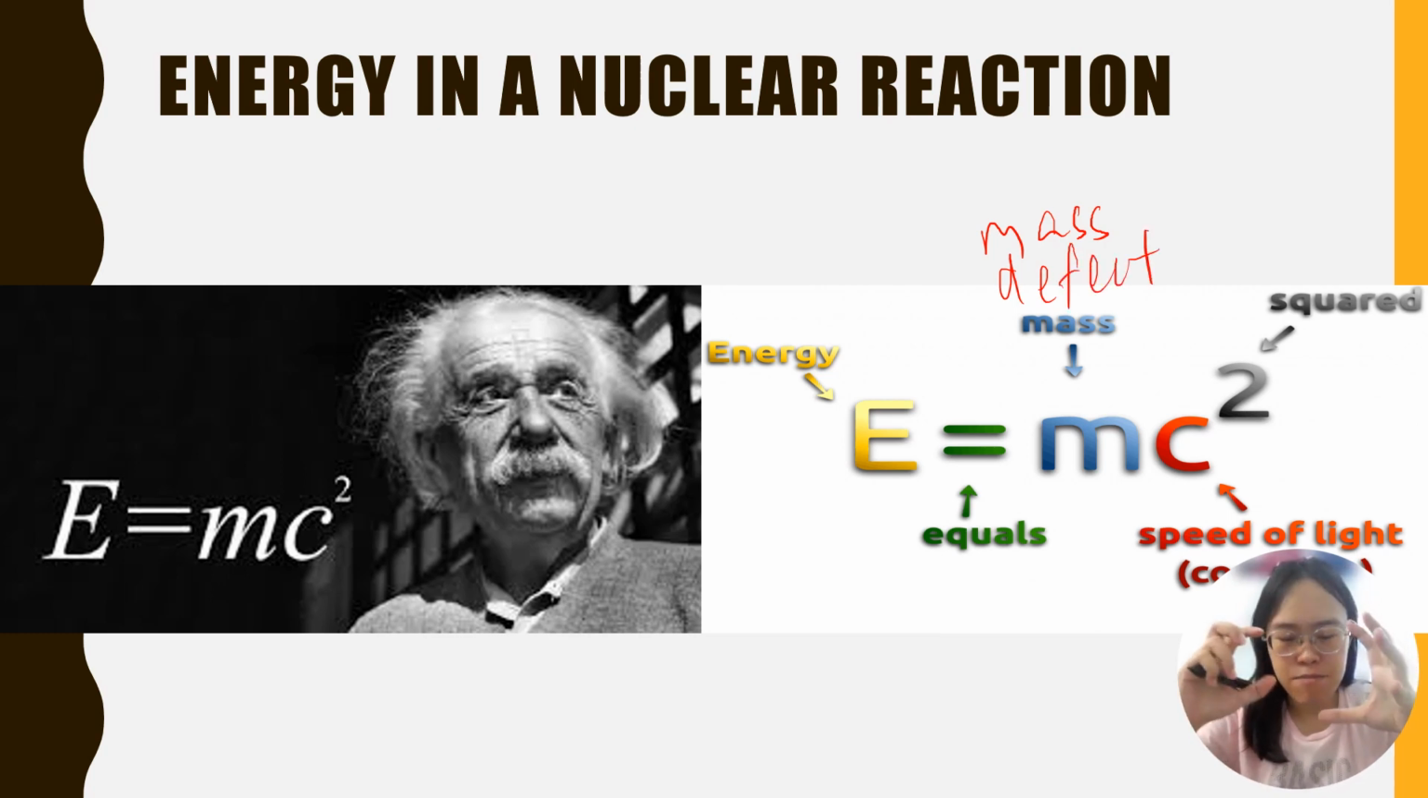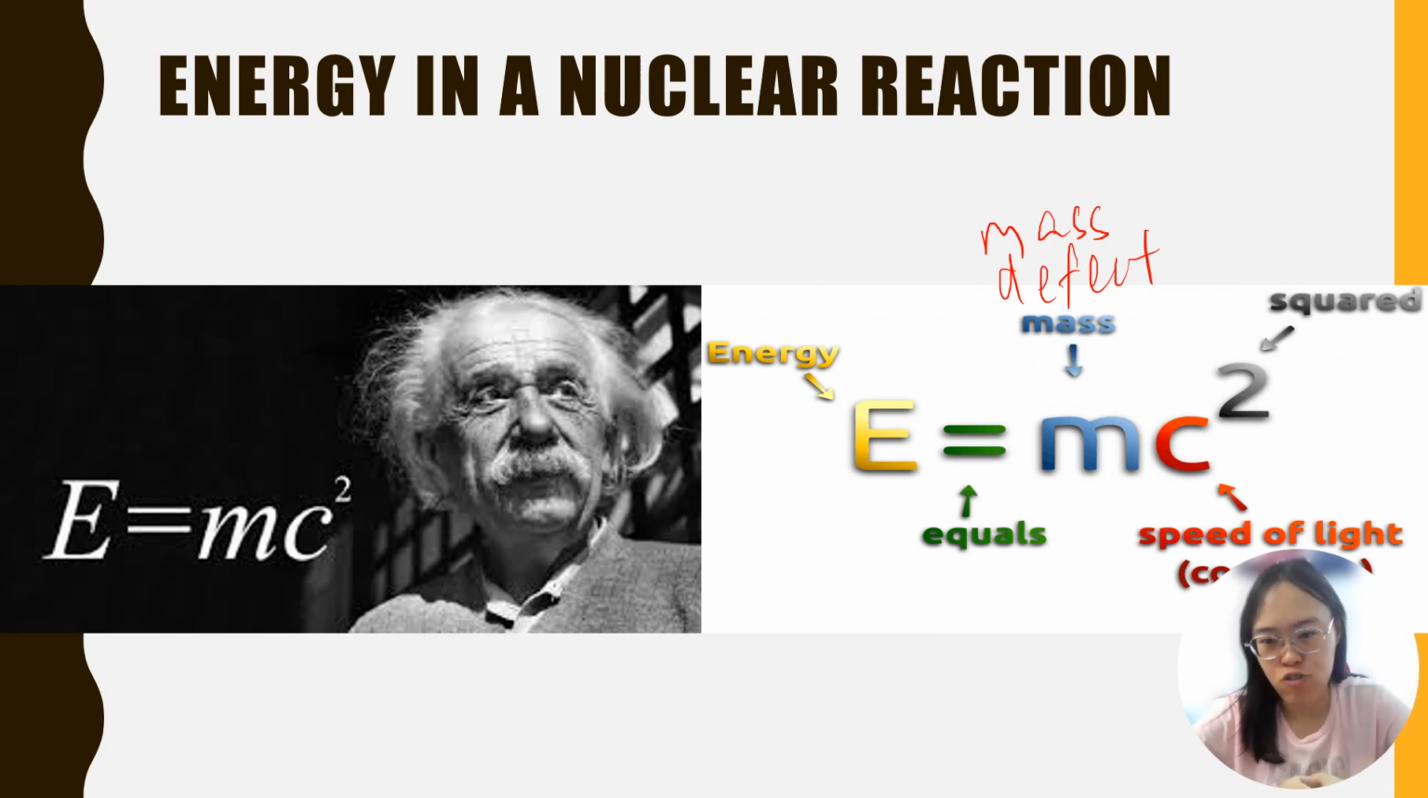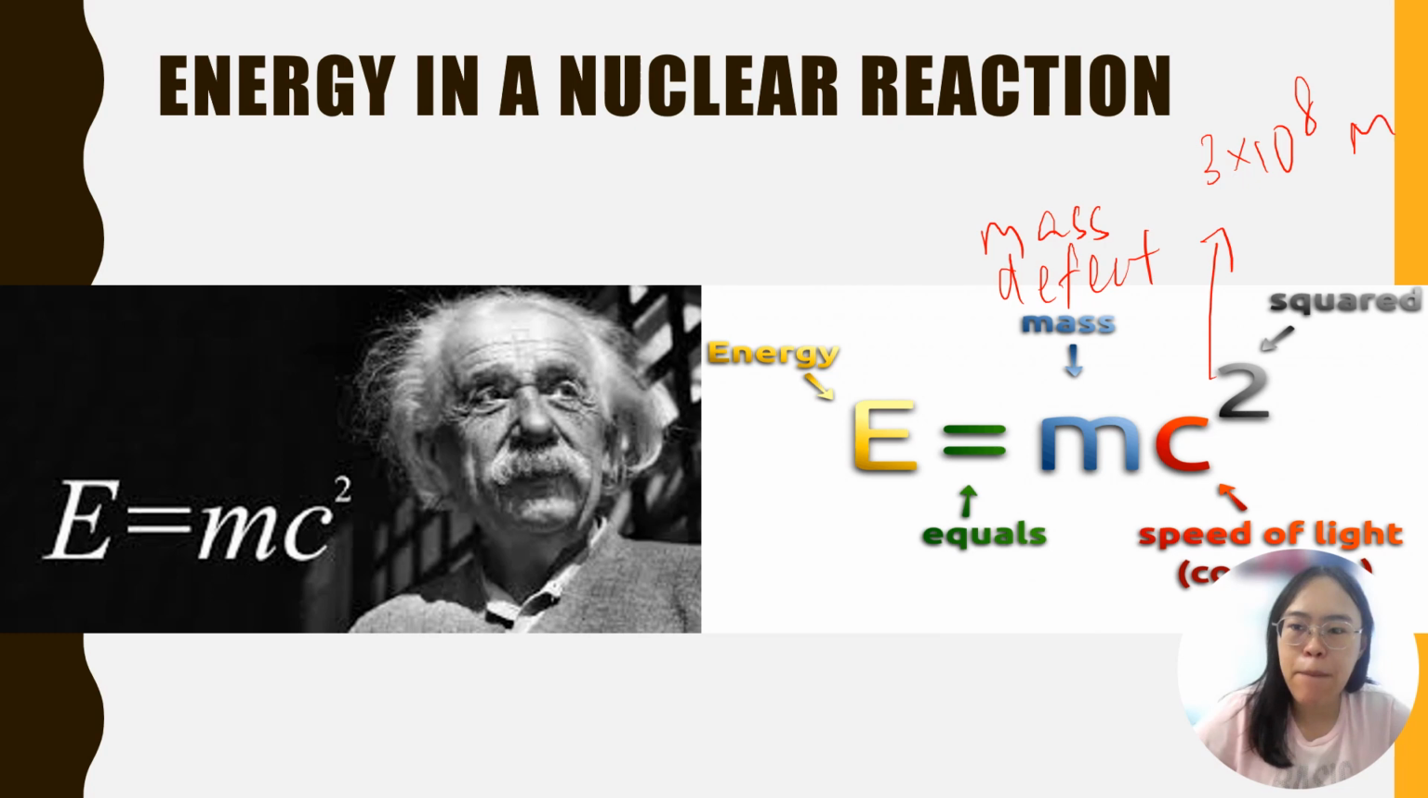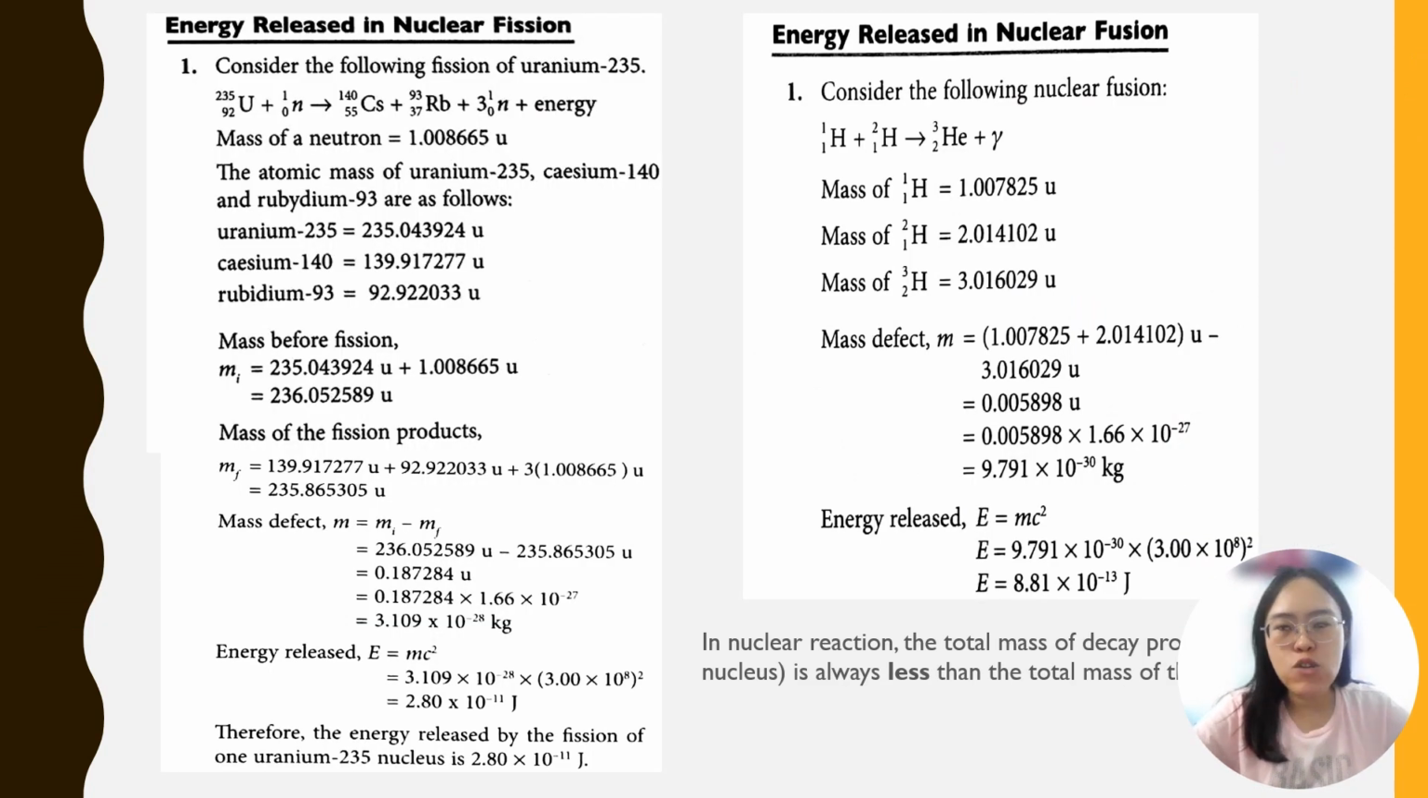That is, the change in mass from the reactant to the product. That mass is the one that has been converted into nuclear energy, and c is the speed of light, which is usually 3 times 10 to the power of 8 m s negative 1. Okay, so this is an example of how to determine the value of the nuclear energy using the formula E equals mc squared.